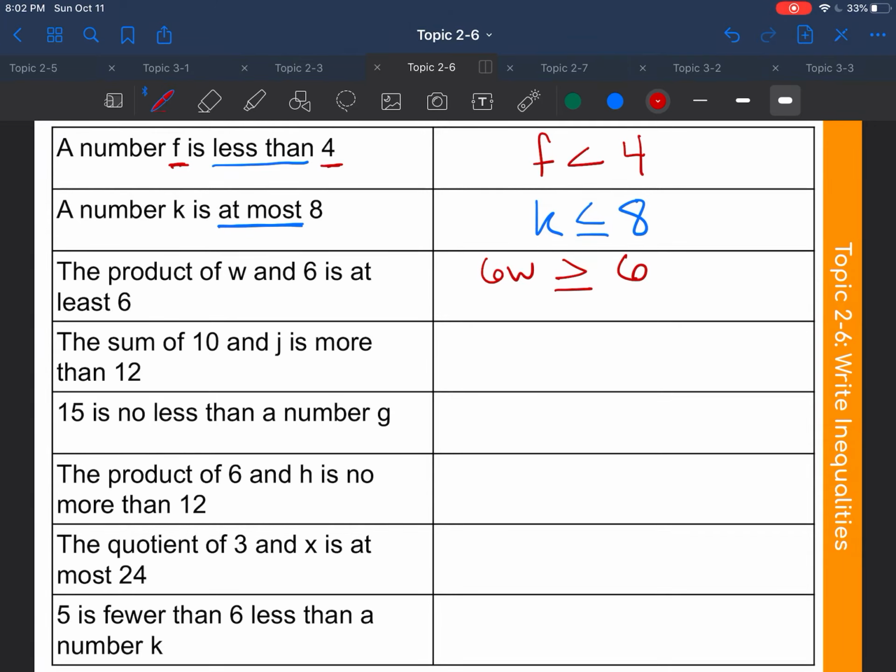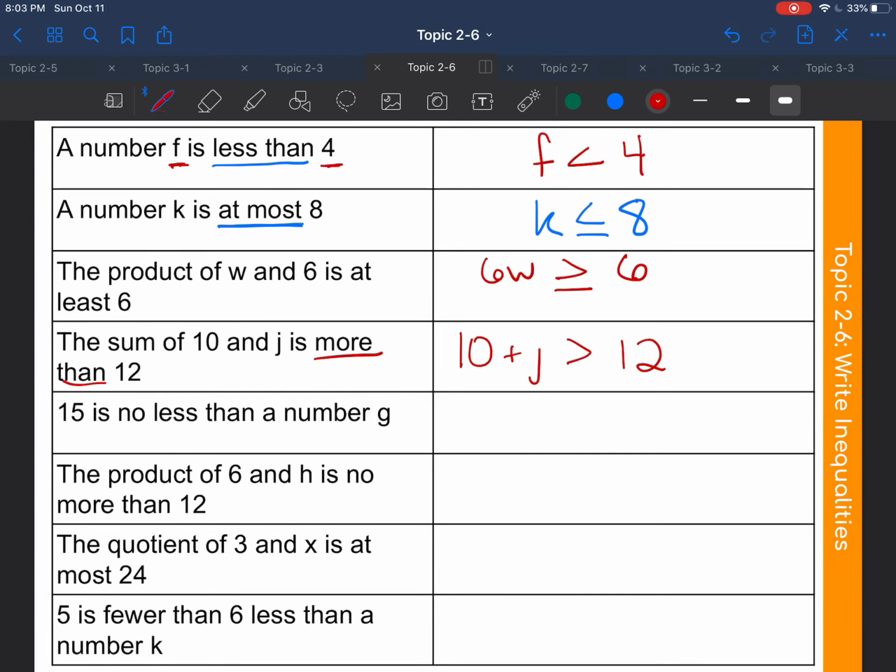Okay, the next one, the sum of 10 and j is more than 12. So again, this one's pretty straightforward. Our phrase is more than. So the sum of 10 and j, we talked about that sum means addition. So 10 plus j is more than 12. So we have the more than or greater than sign, and then the number 12.